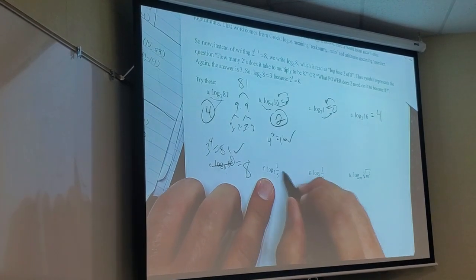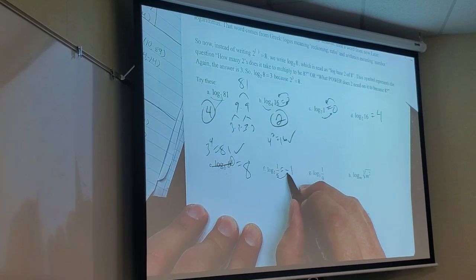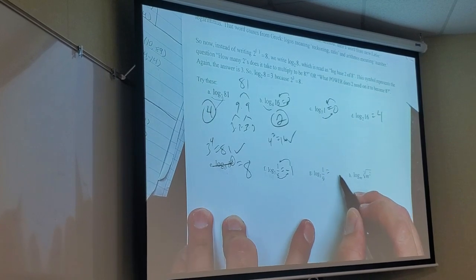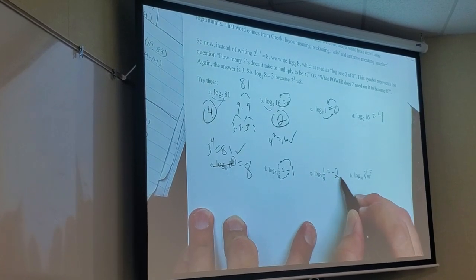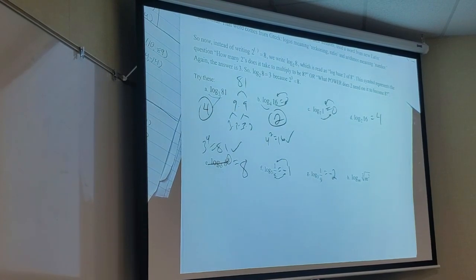We've done one like this already. -1, because 5 to the -1 equals 1/5. This one we already did. -2. 3 squared is 9, so 3 to the -2 is 1/9, right? Negative power just means flip, that's all it means.